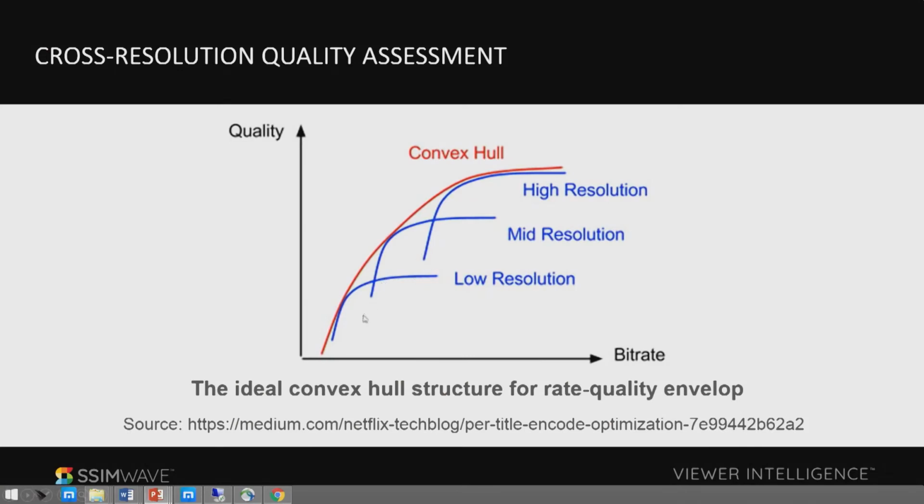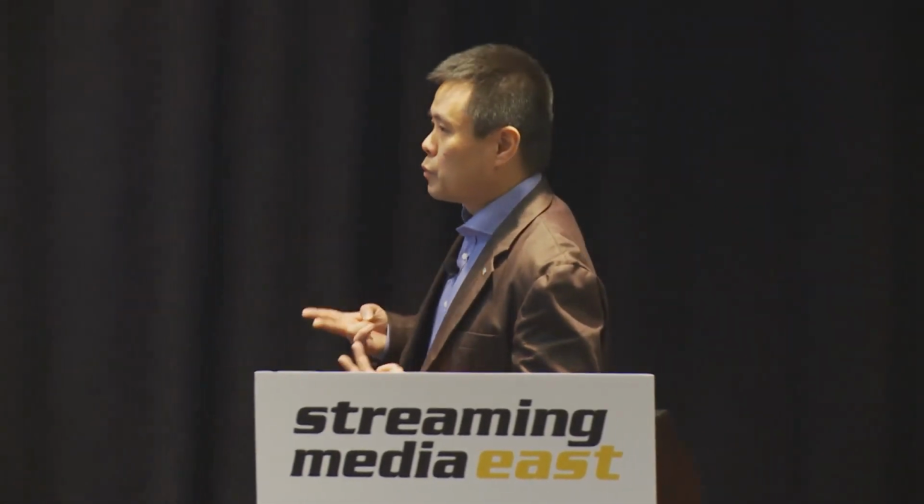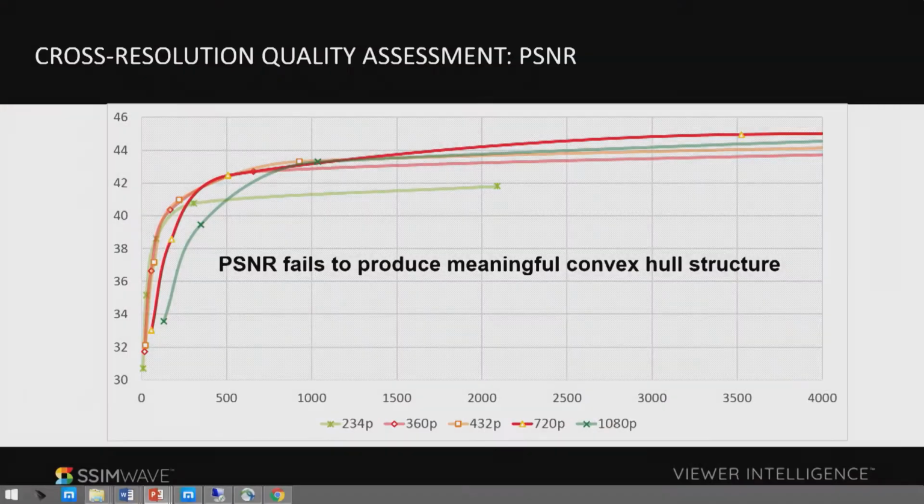And you can add another resolution over there. If you draw all these rate quality curves for different resolutions together, you're going to get a structure like that, and then you're going to have a convex hull on top of that. That will really give you what an ideal quality metric should give you when you try different resolutions to encode the same video content. So that's ideal. But unfortunately, if you do this with PSNR, it's just giving you something random.